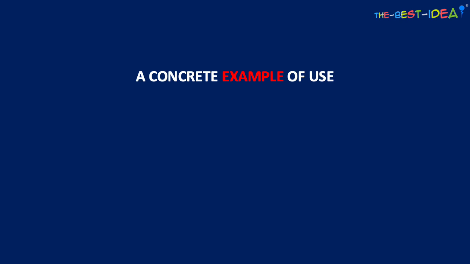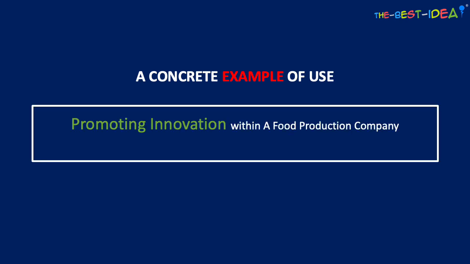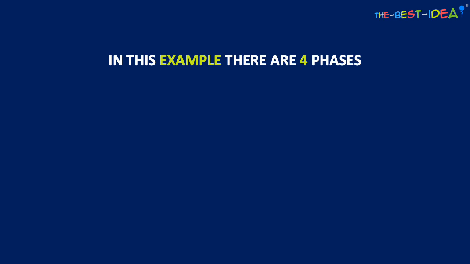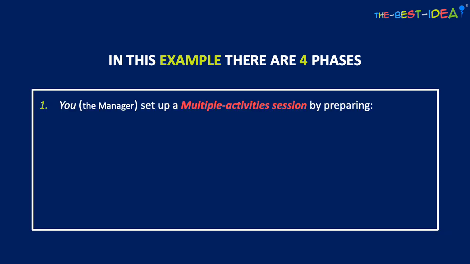Now let's see a concrete example of use promoting innovation within a food production company, using the multiple activities function. In this example there are 4 phases. In the first phase, you, the manager, set up a multiple activities session by preparing a challenge for a group of employees to find new ideas and choose the best ones.